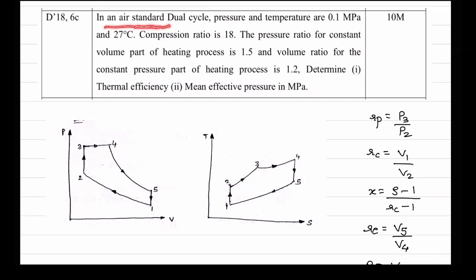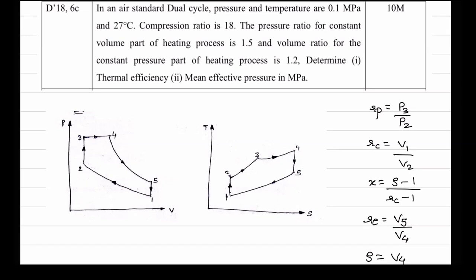In an air standard dual cycle. So from here we understand the cycle is a dual cycle. It could be written here as mixed cycle or limited pressure cycle. All are same. Okay. Pressure and temperature are 0.1 megapascal and 27 degrees Celsius. So I'll write down the given data. You don't have to note down these things. I'll be sharing the PDF. So just pay attention and understand the things.